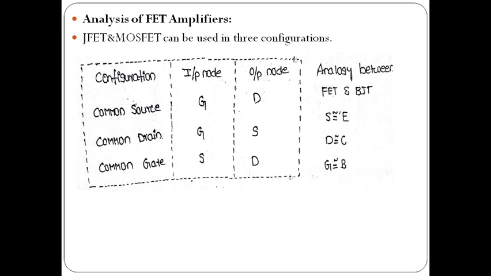And the third one is the common gate configuration. In this, the source terminal is connected to the input node and the drain terminal is connected to the output node. These are the three different configurations of FET, whether it is a JFET or MOSFET, any one of them.